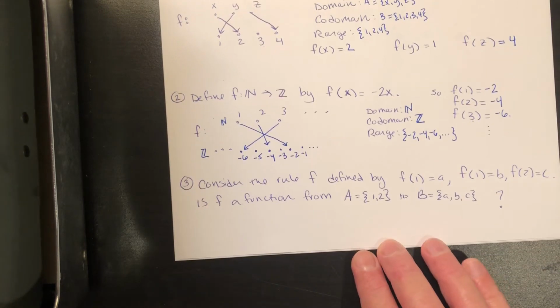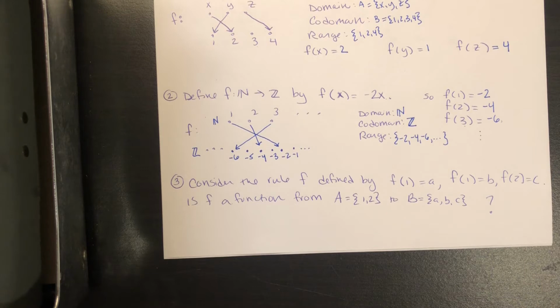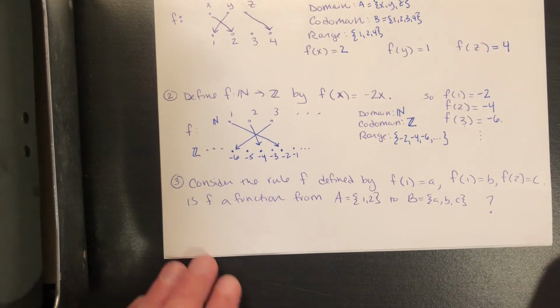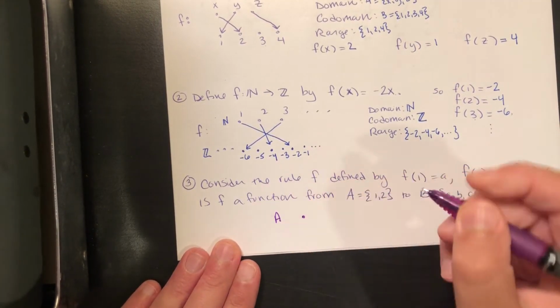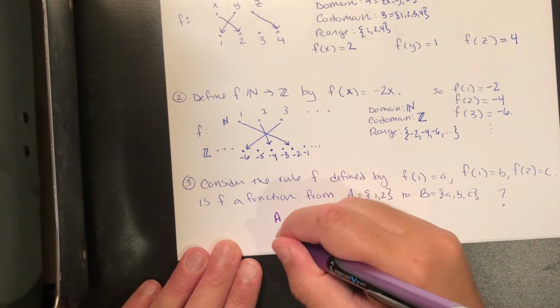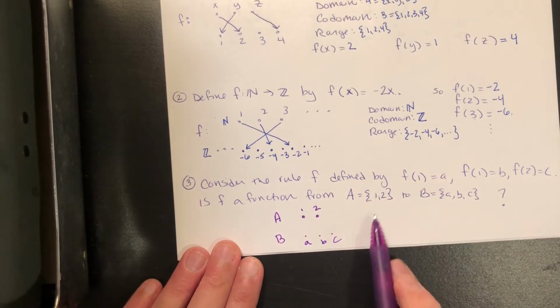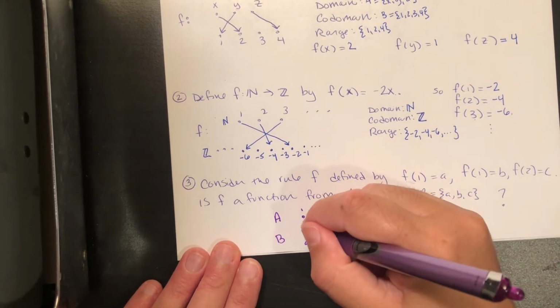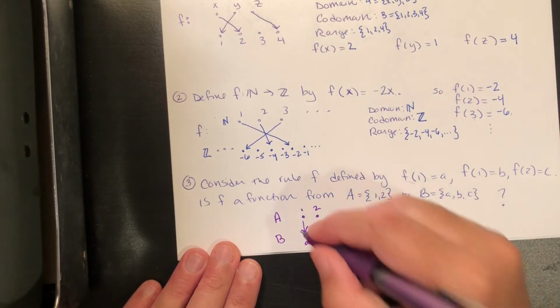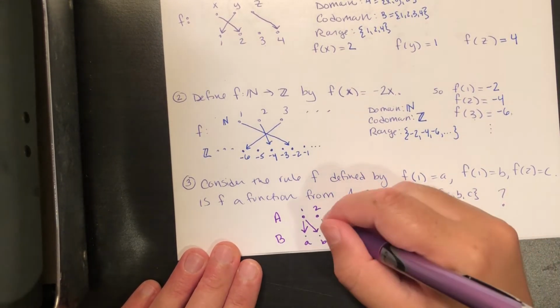All right, finally, consider the rule f defined by f of 1 is equal to a, f of 1 is equal to b, and f of 2 is equal to c. Is this going to be a function from A, the set containing 1 and 2, to B, the set containing a, b, and c? Well, let's think about what this diagram will look like. Here's our would-be domain containing 1 and 2, our would-be codomain containing little a, little b, and little c. This is saying 1's getting mapped to a, 1's also getting mapped to b, and 2's being mapped to c.